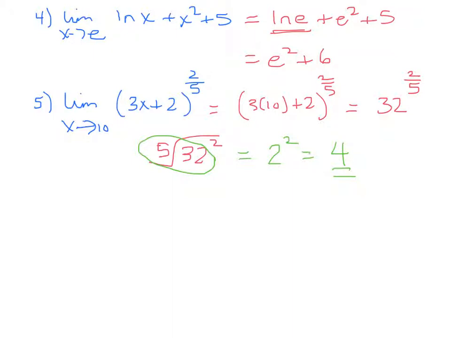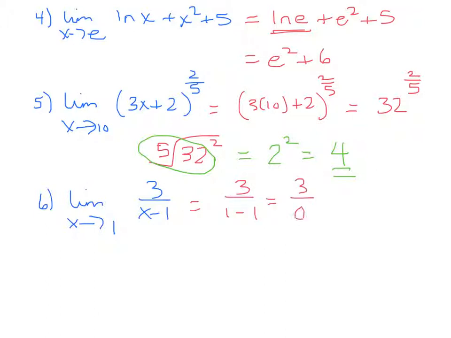And one last example, I'm going to take the limit as x goes to 1 of the quantity 3 over x minus 1. Direct substitution gives me 3 over 1 minus 1. 1 minus 1 is 0. I can't do 3 divided by 0. That's correct. You can't do 3 divided by 0. This limit does not exist.